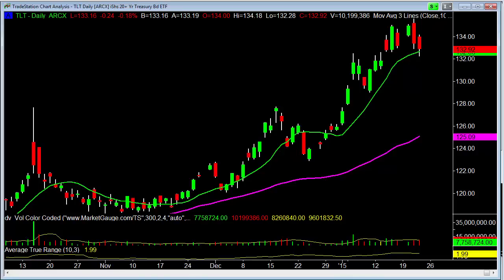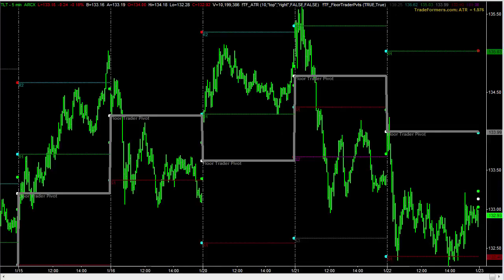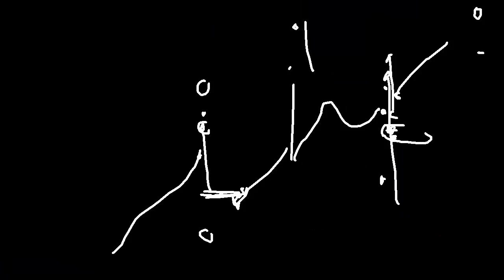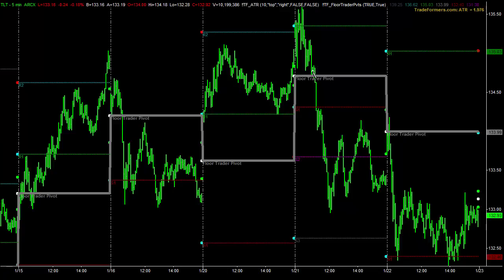All right, so let's take a look at TLTs on the floor trader pivot chart today. And you can see here's where it closed yesterday, gapped right up to that floor trader pivot level, and down she goes. Another example just from the other day, right? Now the other day it did gap up, didn't really have a big range day, but the floor trader pivot moved up pretty substantially, right? Then it gaps higher, comes down, can't hold the floor trader pivot, and that was the end of it.